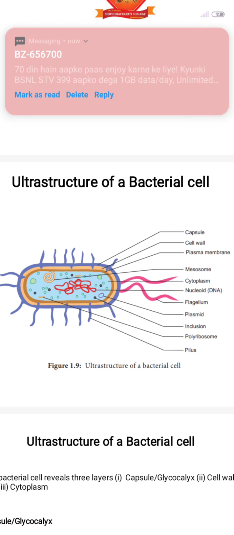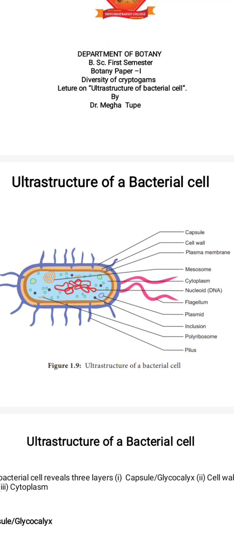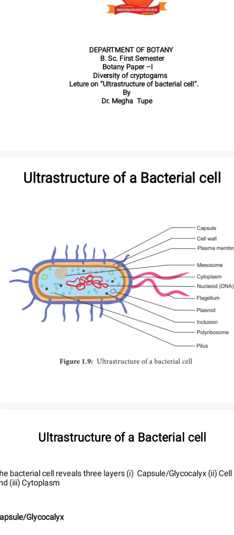Again, at the outermost layer, a motile structure is present, that is called flagellum. And another structure is called pilus; the pilus structure is present over there. So these are some important inclusions in the ultrastructure of the bacterial cell. So we will see one by one in detail.